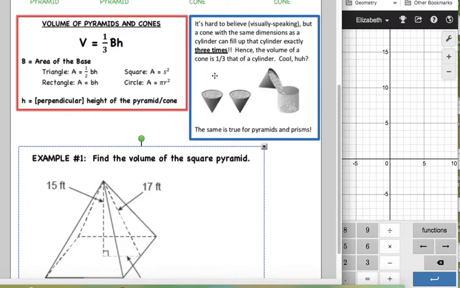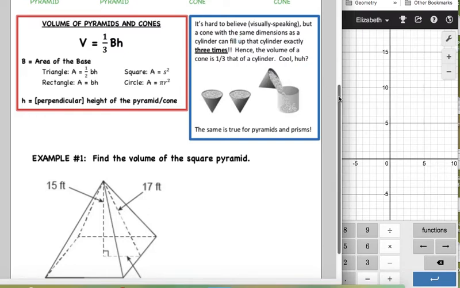And this comes from the fact that the volume of a cylinder that has the same circular base as these cones could actually be filled 3 times with a cone of the same dimensions as this cylinder. So that's where that 1/3 comes from, that each cone is 1/3 of the volume of the cylinder. The B is the area of the base, and H is the perpendicular height of the pyramid or cone, depending on the figure you have.